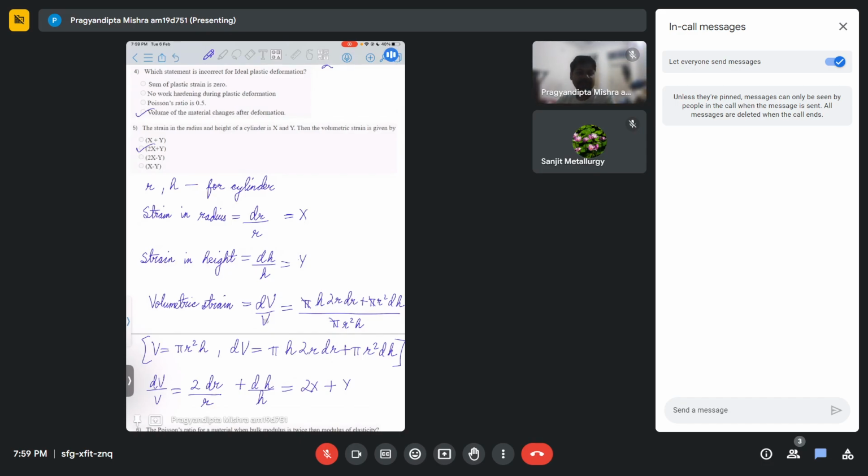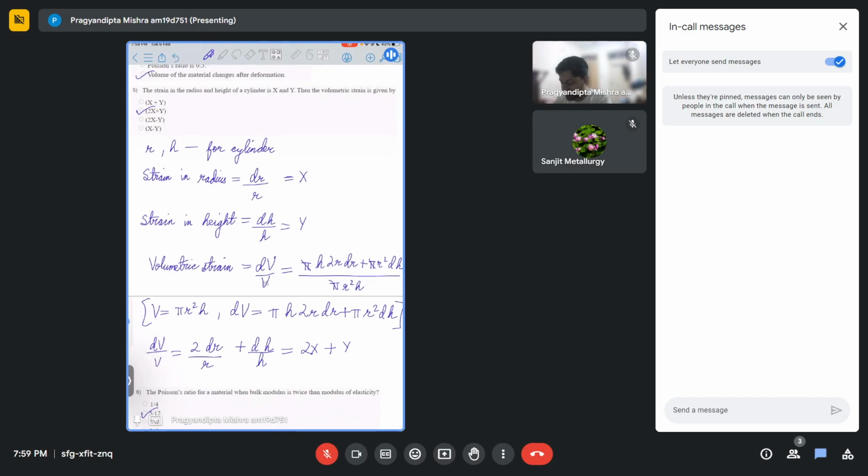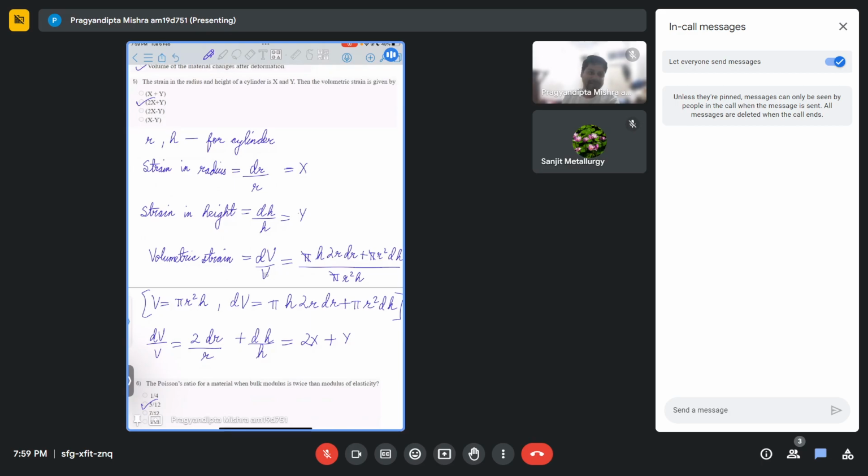True. That is correct. Here we are not considering the signs. When I'm writing dr by r and dh by h, I'm not talking about the signs. I'm only talking about the mathematical equivalent. The summation comes because of maths. In maths, it will be plus. But if dr by r is positive, then you are right. If I'm stretching it along the height, if dh by h is positive, then dr by r will be negative. So your positives and negatives will come here. If this is positive, this will be negative, and vice versa.